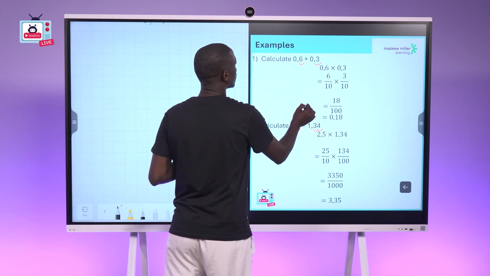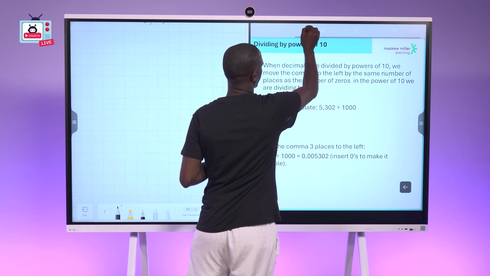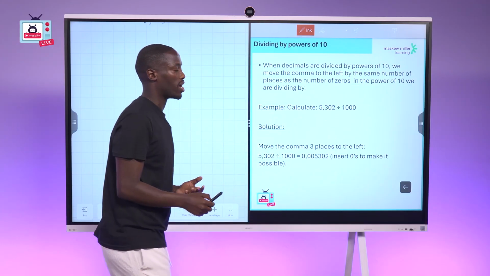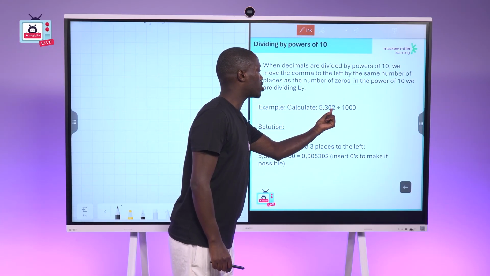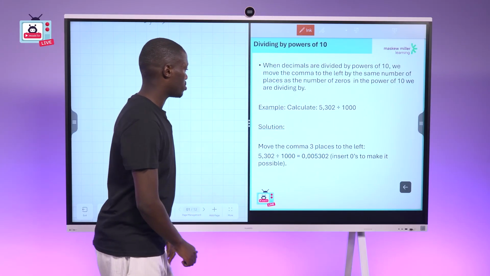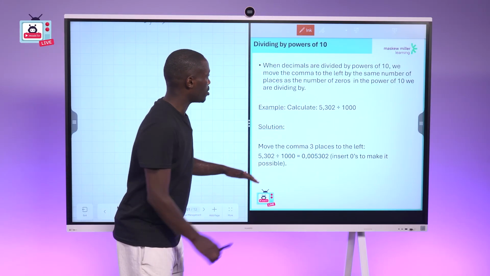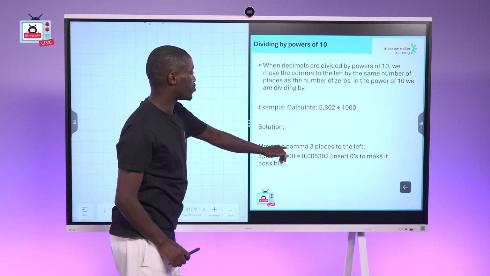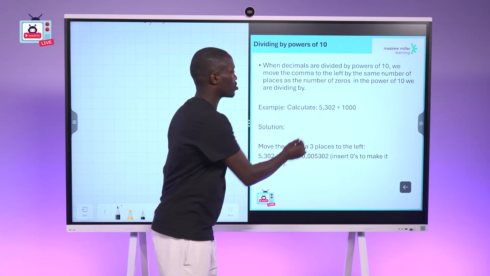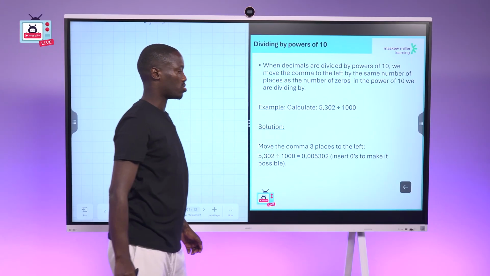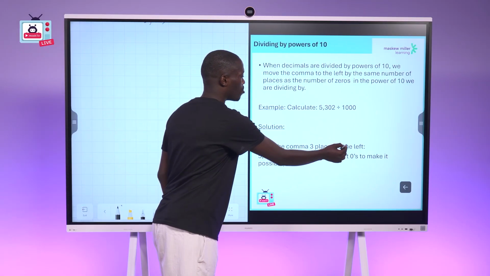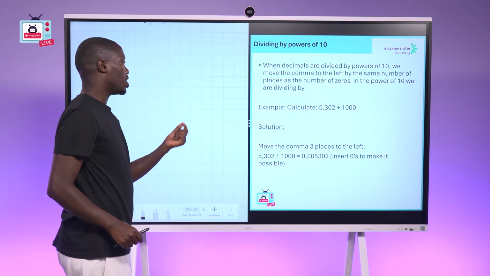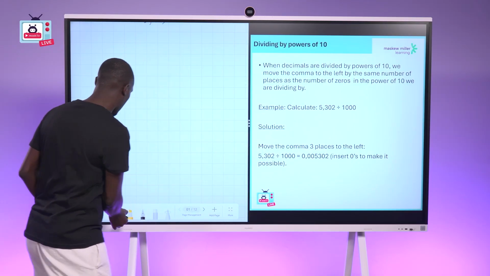We are moving the comma to the left by the same number of zeros you are having. So here I have 5,302 divided by 1,000. Here the solution would be, I move the comma 3 places to the left. So this comma will move 3 places to the left. But how do I move it? I move the comma 3 places to the left. Remember, if I go to the left, I will go past the 5.